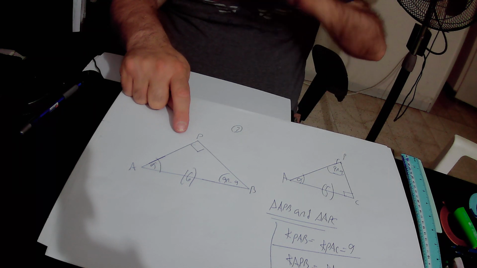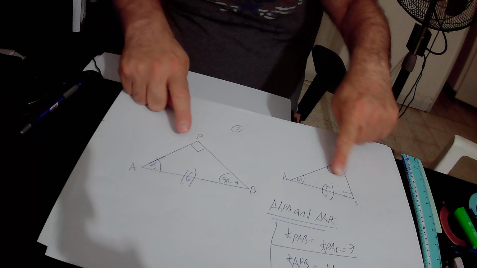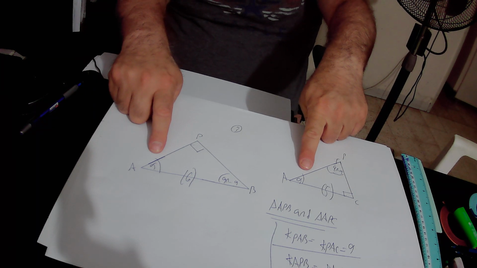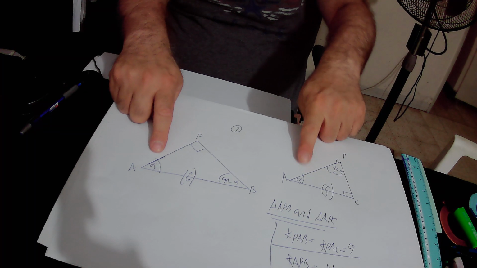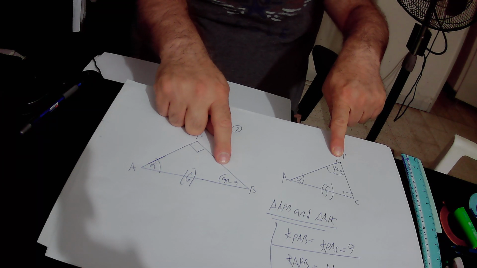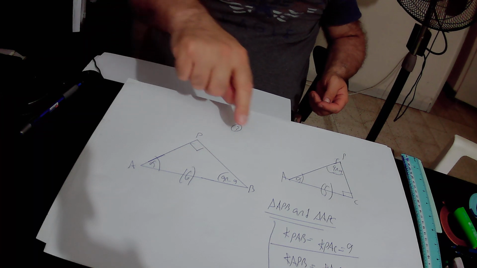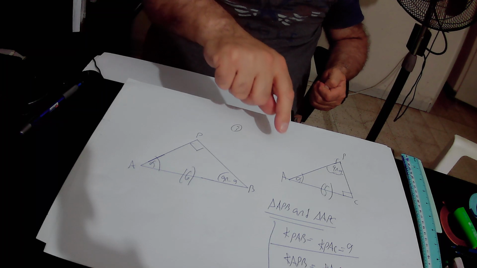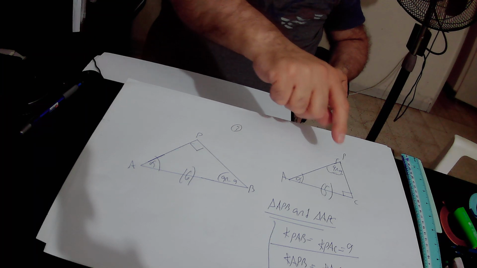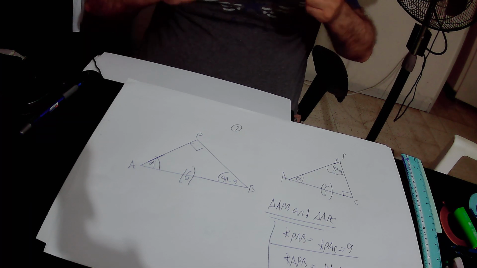First of all, those two angles are both equal to 90 degrees, therefore they are equal to each other. In addition, those two angles are both equal to alpha, therefore they are equal to each other. And finally, those two angles are both equal to 90 degrees minus alpha, therefore they are equal to each other. So we actually proved that all three angles in this right triangle APB are correspondingly equal to all three angles in this right triangle APC, therefore those two right triangles are similar to each other according to the angle similarity rule.